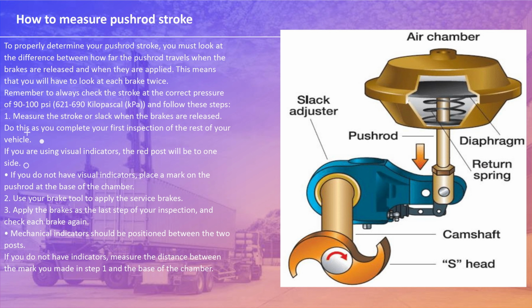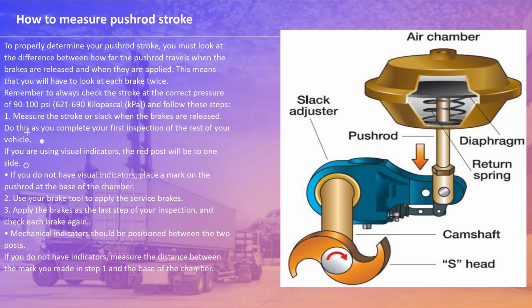1. Measure the stroke or slack when the brakes are released. Do this as you complete your first inspection of the rest of your vehicle. If you are using visual indicators, the red post will be to one side. If you do not have visual indicators, place a mark on the pushrod at the base of the chamber.